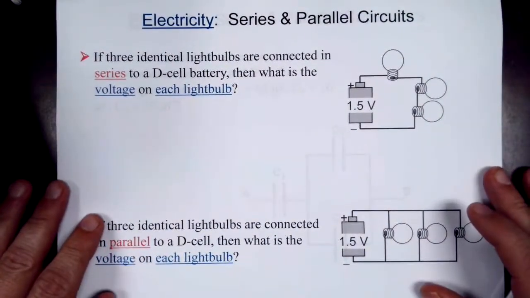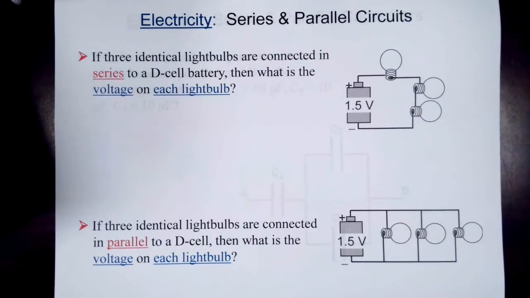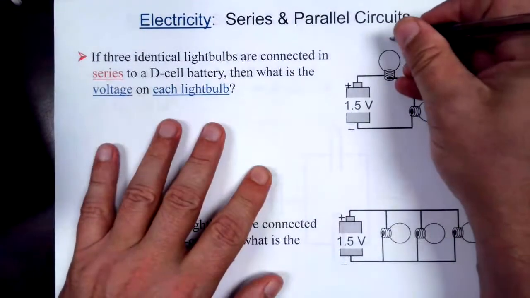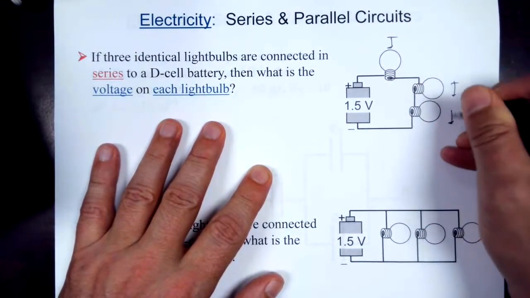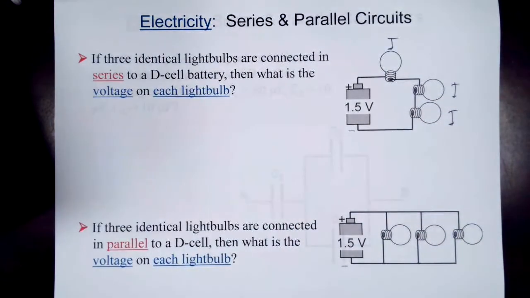Here we've got some conceptual questions about three identical light bulbs. In our first one, three identical light bulbs are connected in series to a D-cell battery, and we want to know what is the voltage on each light bulb. When we are working in series, the current through all of the light bulbs is the same. So current here, current here, current here is all I.